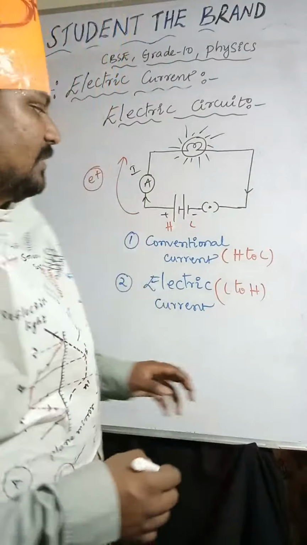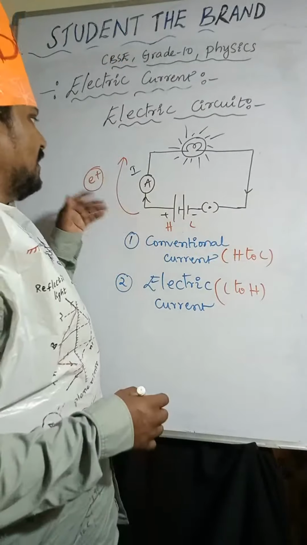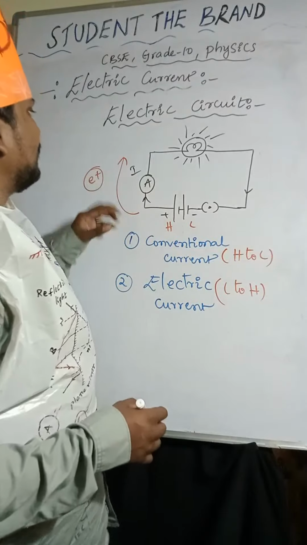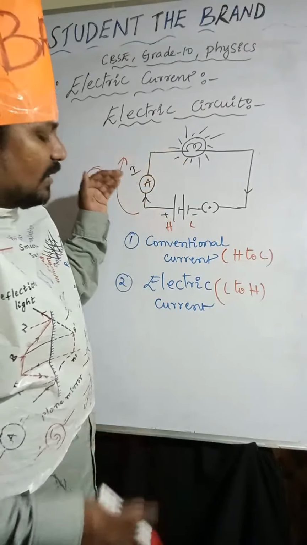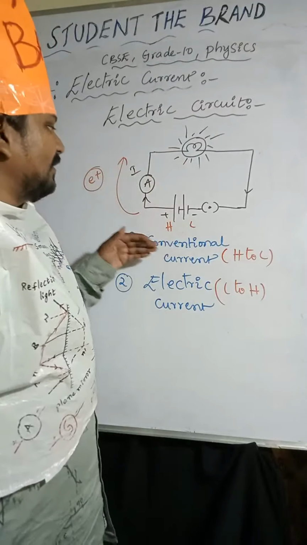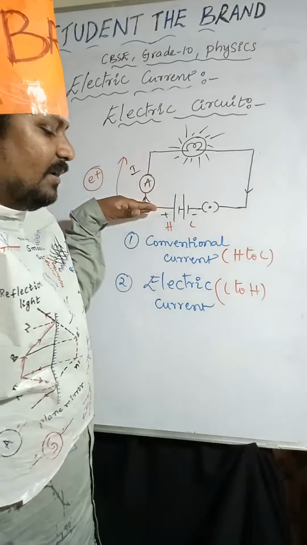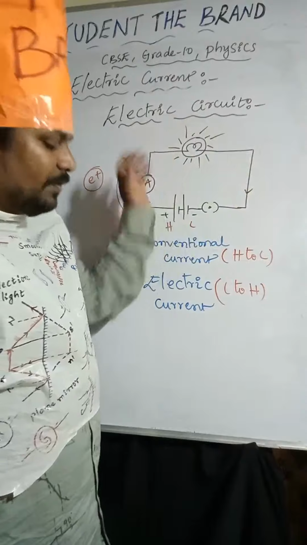Yes, right. Now here the direction of conventional current is taken in the direction of flow of positive charges. And the direction of electric current is taken in the direction of flow of electrons, that is from low potential to high potential.